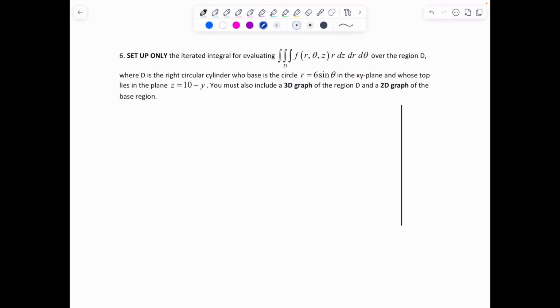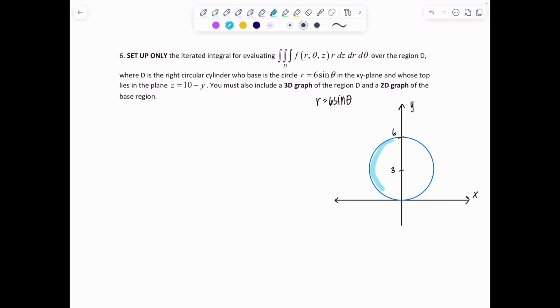So let's do the base region. The base is this circle, r equals 6 sine theta. Remember what I told you about that circle? It's centered where? Yes, on the y-axis. And what's its radius? 3, very good. Okay, so there's the circle. This is the base of the solid. So let's figure out the limits for r and theta, and then we'll put the 3D graph together, and we'll do the limits for z.